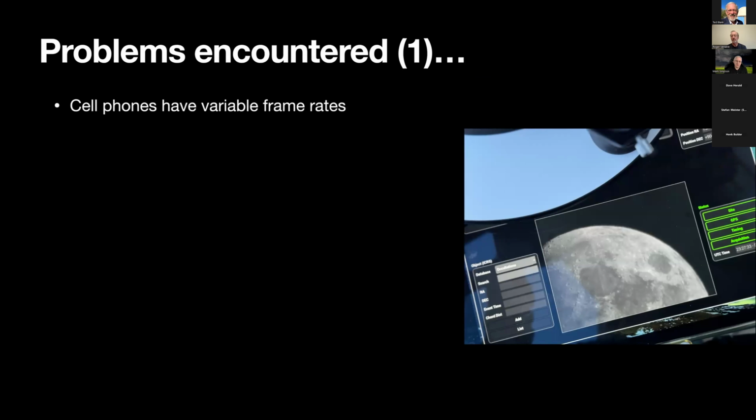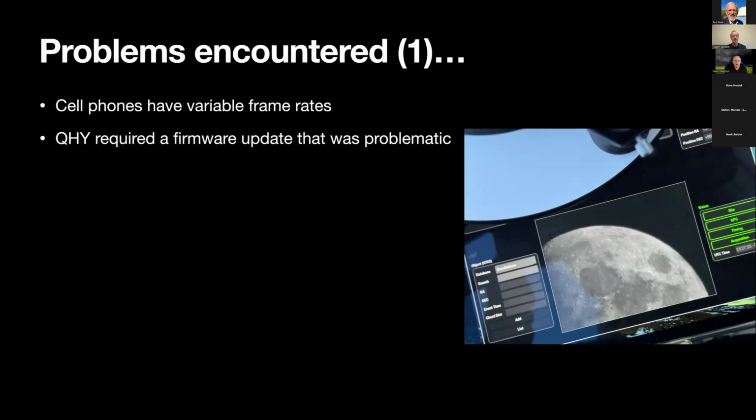So the problems that I encountered were cell phones have variable frame rates, which isn't very useful to get accurate timing. The QHY required a firmware update that was problematic to install. The QHY required the device to be sent back to them to install the update. And there are all sorts of version issues with firmware, which can cause problems with those devices.